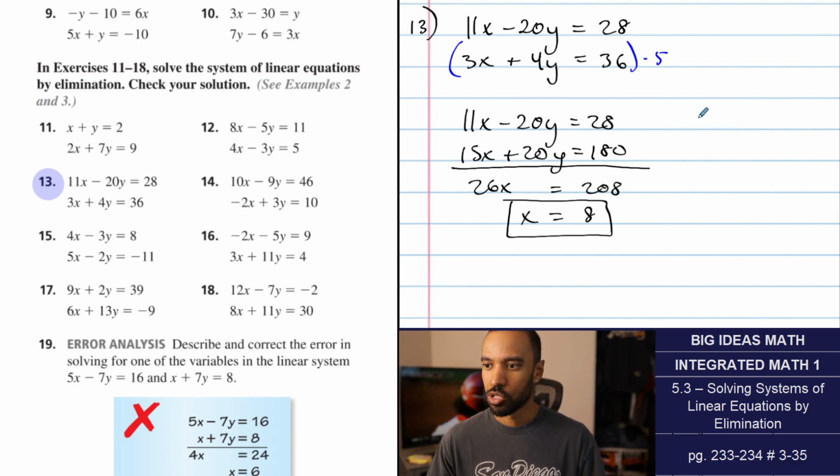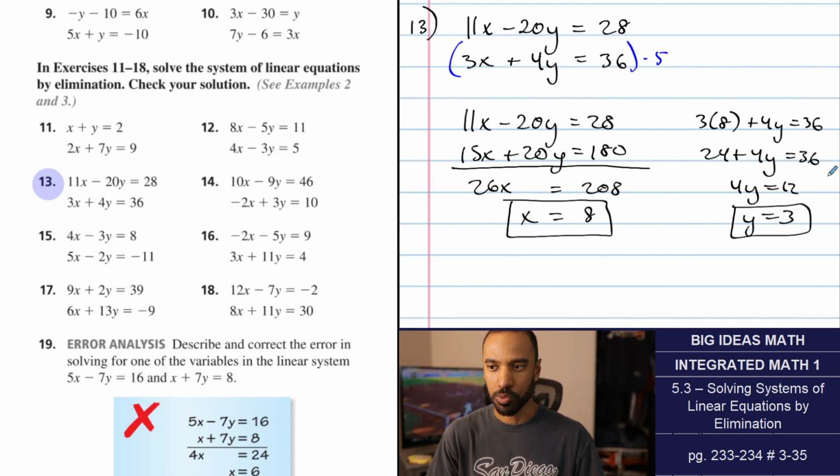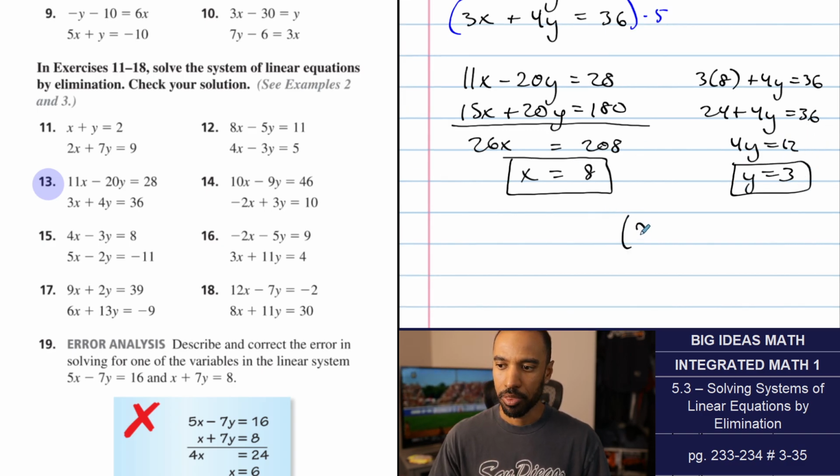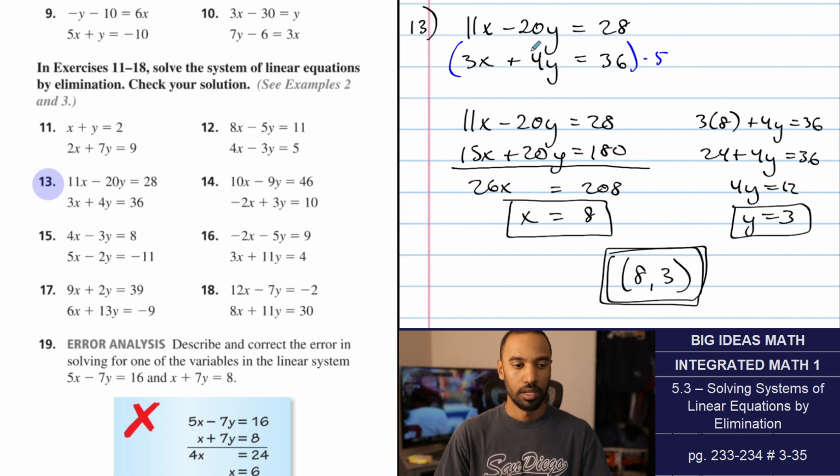Y is positive. So let's do 3 times x plus 4y equals 36. 24 plus 4y equals 36. And subtract 24, get 12. Divide, you get y equals 3. Makes me more confident that that x was actually 8. So I get 8 comma 3. Let's double check with the top, just in case something went wrong. 88 minus 60, that's 28.